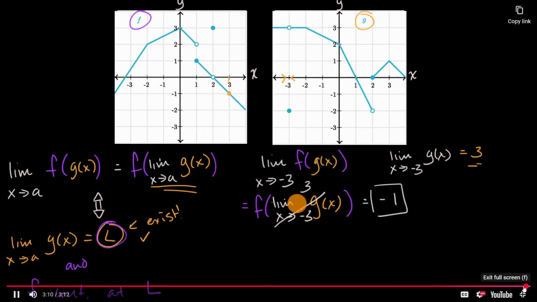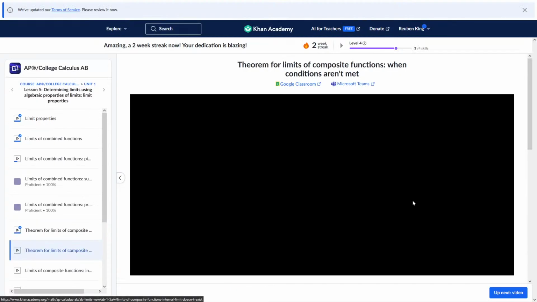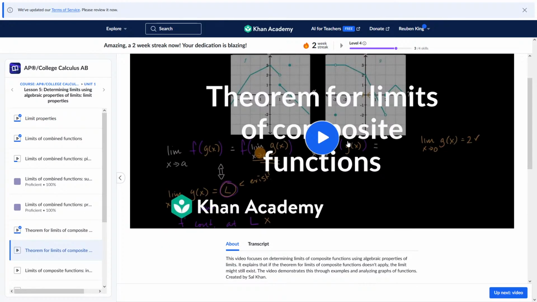So this met the conditions for the theorem, and we were able to use the theorem. Now let's look at when the conditions aren't met.